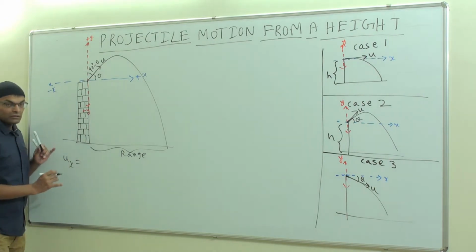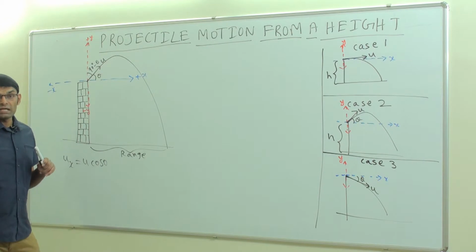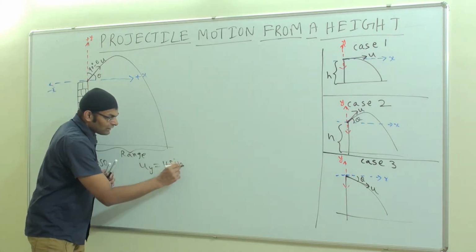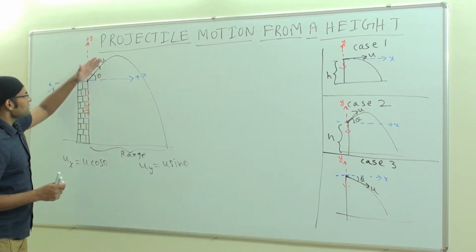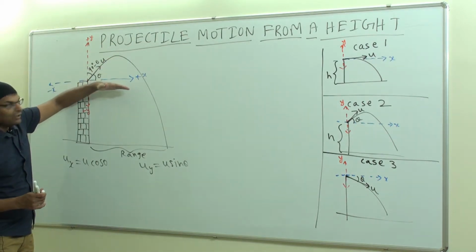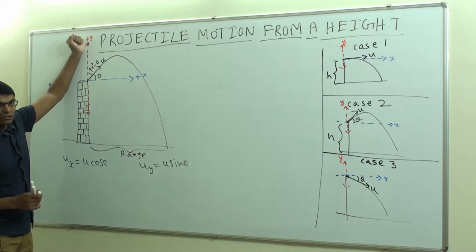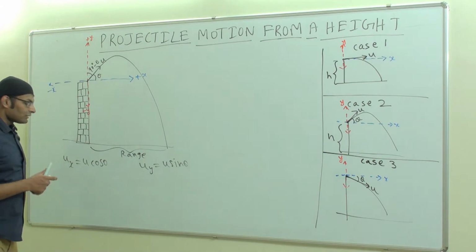Ux is equal to what? U cos theta. What is this? This is the initial velocity. Now coming to uy, what is it? U sin theta. Why am I writing u cos theta and u sin theta? Because this is u, I am throwing the ball with a velocity u, it is making an angle theta with the horizontal axis, and 90 minus theta will be y axis, plus y axis. So you write the velocity component.